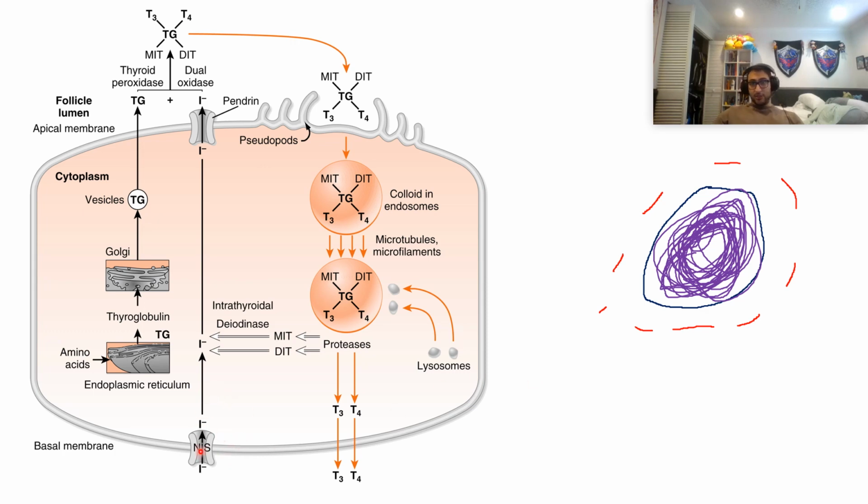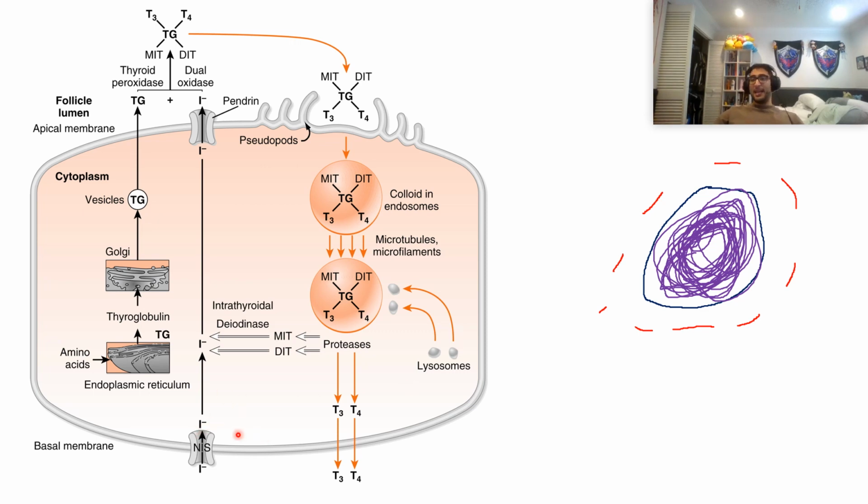The sodium iodide symporter is regulated by a number of things. For starters, and this shouldn't surprise you, when the anterior pituitary secretes thyroid stimulating hormone, the thyroid stimulating hormone will upregulate the sodium iodide symporter. That makes sense because you want to increase thyroid function through thyroid stimulating hormone, so you want to increase the amount of iodide that's available.